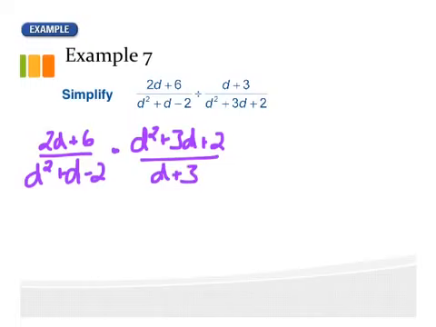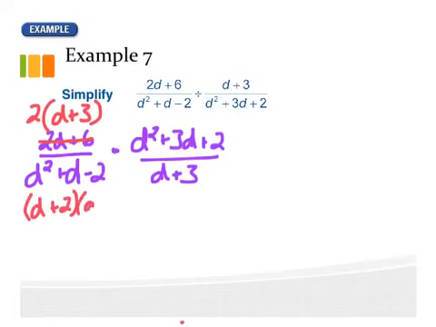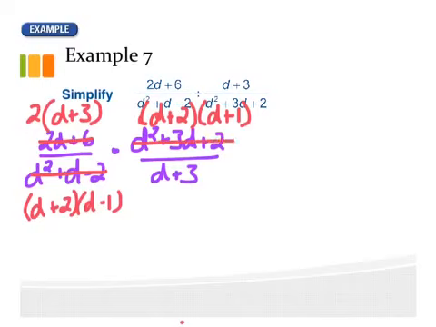Starting in the numerator on the left, I'm going to take out the greatest common factor, which is 2, and you're left with d plus 3. Cross through that one. The denominator on the left factors as d plus 2 times d minus 1. I'm going to cross through that one. The numerator on the right factors as d plus 2 times d plus 1. I'm going to cross through that.